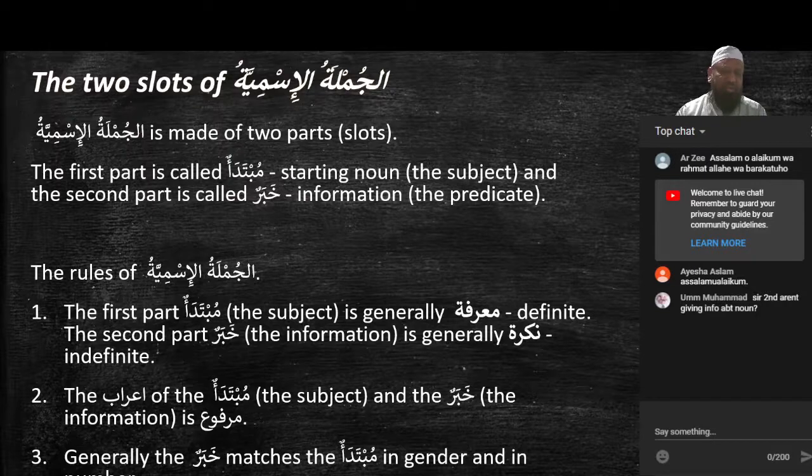Okay, so these are the three very simple rules for al-jumlatul ismiyatu. Number one, the mubtada is generally ma'rifah, the khabar is generally nakira. Number two, mubtada and khabar are marfu'. Number three, khabar has to match mubtada in gender and in number. Okay.